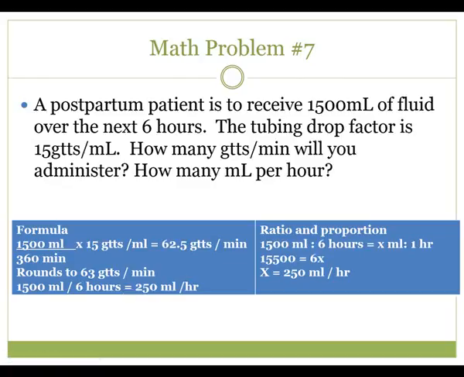To do ratio and proportion, you'd have to say, well, if I'm giving 1,500 mils in 6 hours, that means I'm giving X mils per hour in 1 hour. So you solve for X, and that comes out to 250 mils is what you're giving per hour. So it's 250 mils an hour.